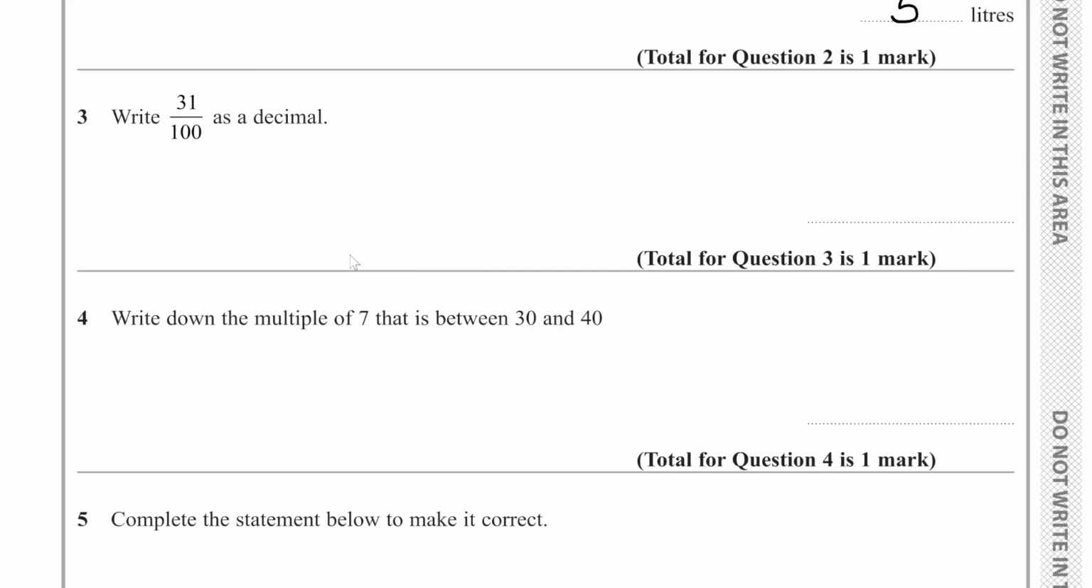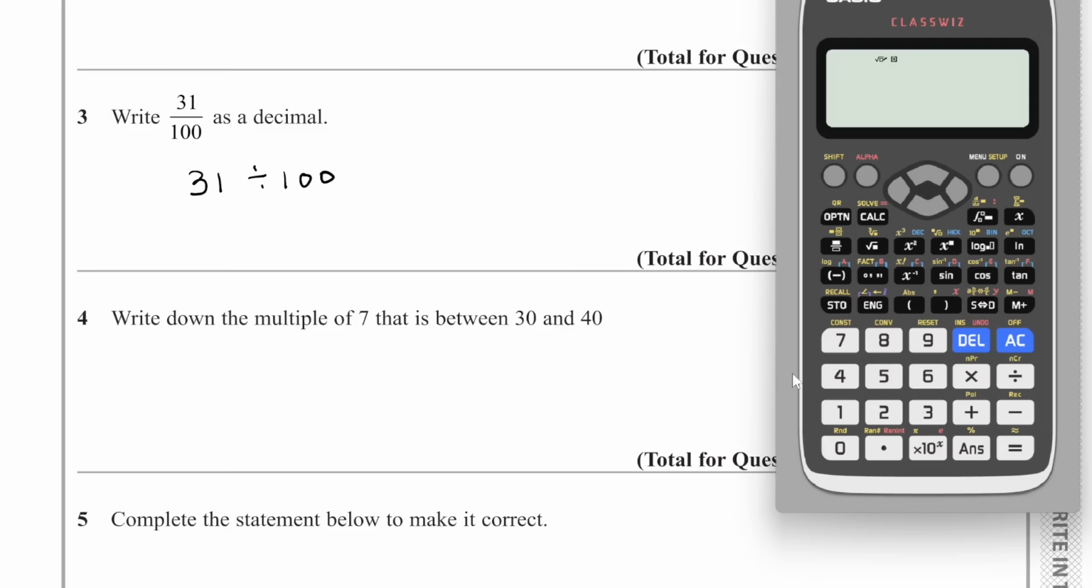Question 3. Write 31 over 100 as a decimal. 31 over 100 is the same as 31 divided by 100. It's 0.31. We can, of course, use the calculator. So if I type in 31 over 100 and I need to change it to a decimal, I get 0.31.